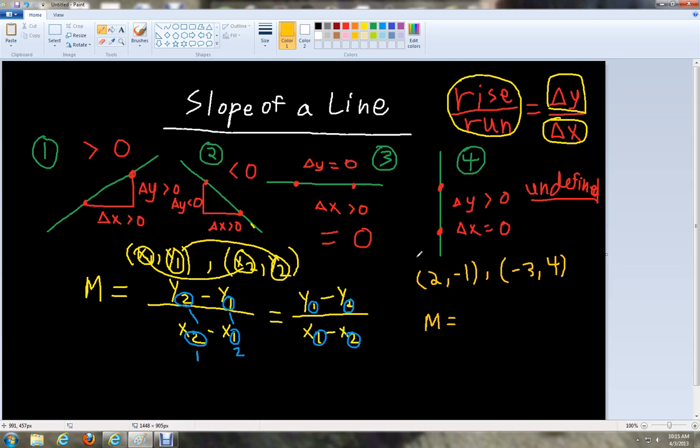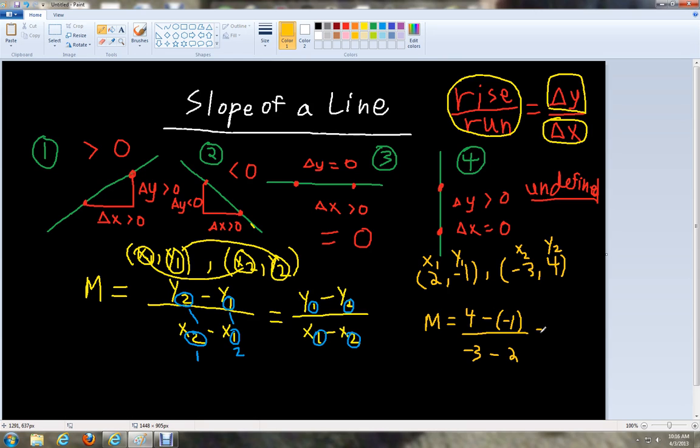So the way we're going to do that is we need to label our values. We have x1 is 2, y1 is -1, x2 is -3, and y2 is 4. So we use our formula, y2 minus y1 over x2 minus x1. So y2 is 4, and then minus y1, -1, all over x2, -3, minus x1, which is 2.